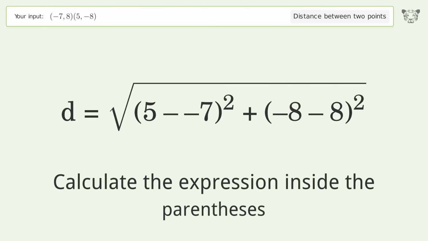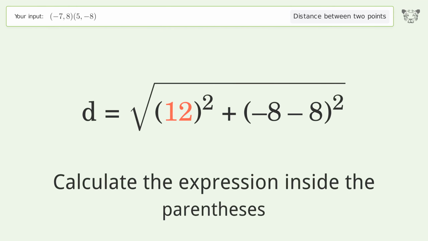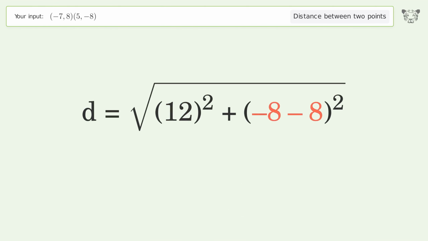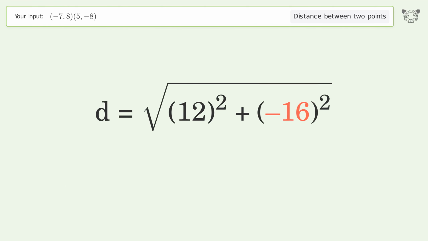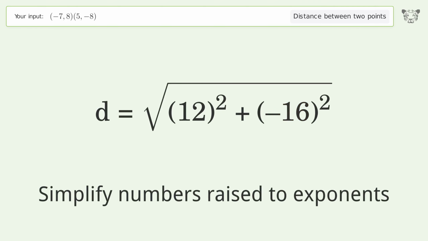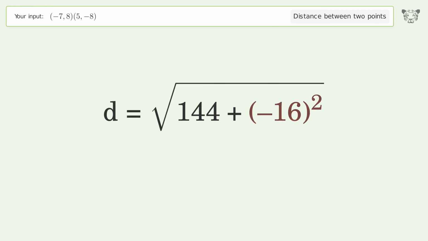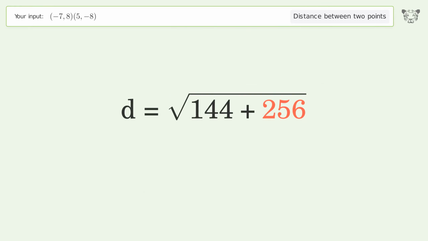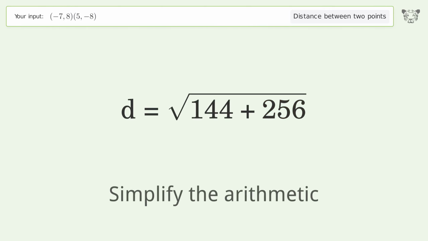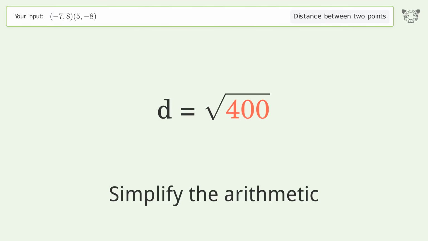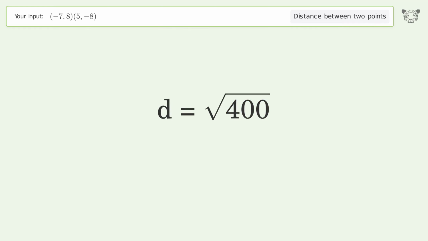Calculate the expression inside the parentheses. Simplify numbers raised to exponents. Simplify the arithmetic. And so the distance between the 2 points is the square root of 400, or 20.